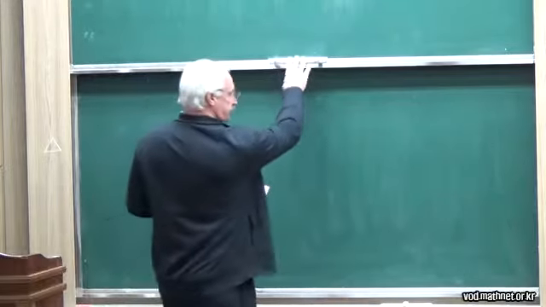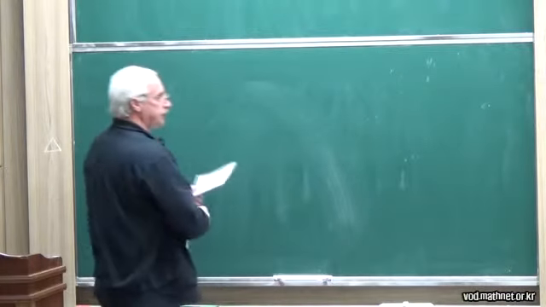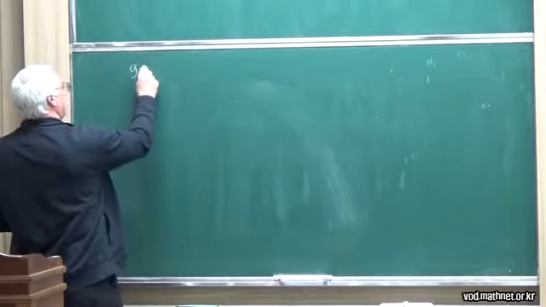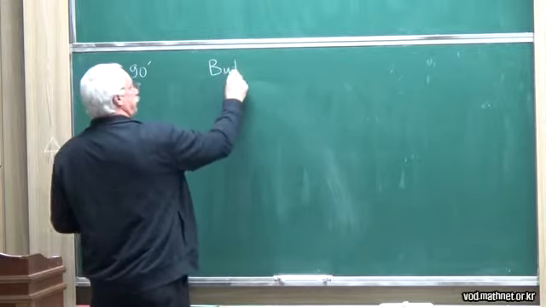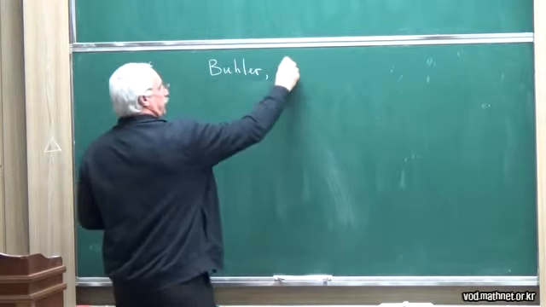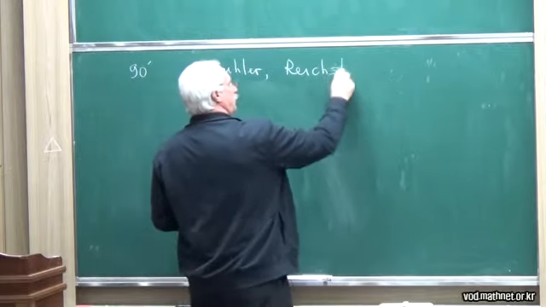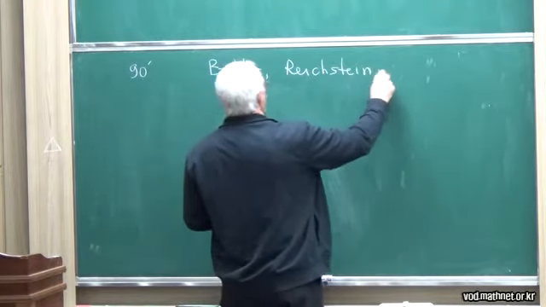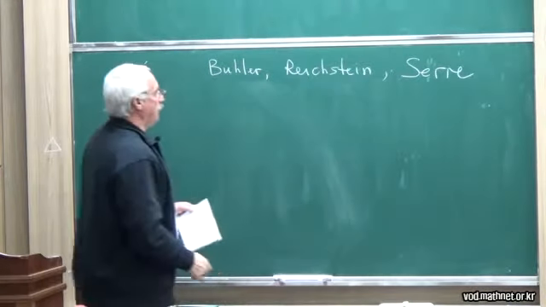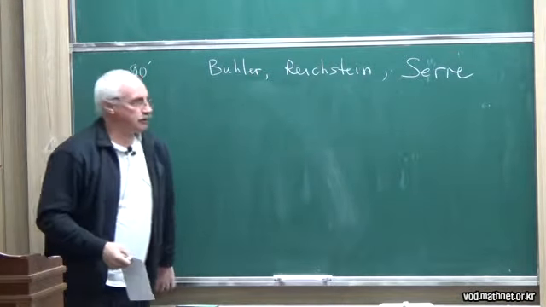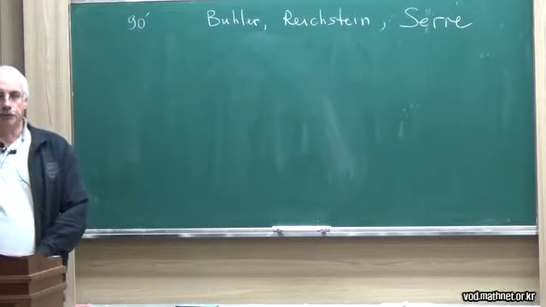The notion of the essential dimension was introduced in the 90s by three people, Bühler, Reichstein, and Serre. So let me first describe what it means informally.